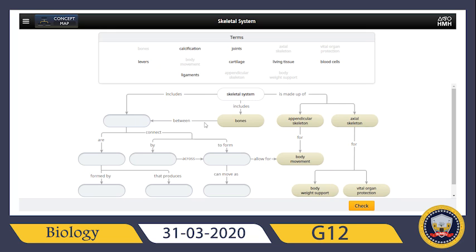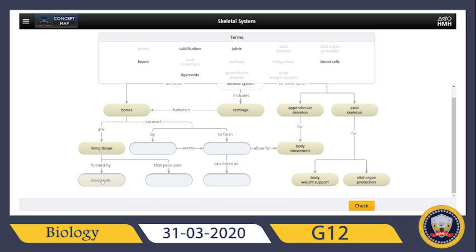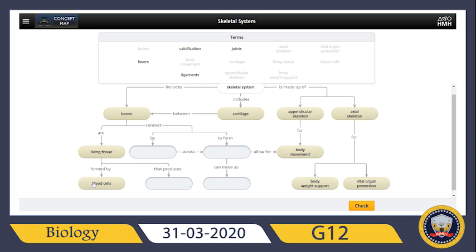Skeletal system includes bones and also cartilage between bones. Is it correct? Let's see. Let's continue. Bones are what? Living tissue formed by blood cells or calcification. Let's try blood cells. No. Yeah, let's try this.